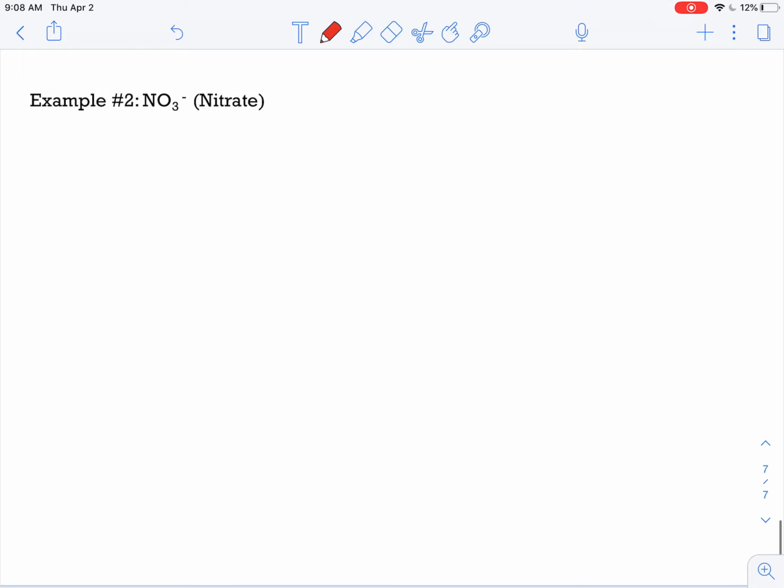So if we walk through those steps, we're going to look at nitrate, NO3 minus. Again, this is one of our polyatomic ions we can get from the back of our periodic table. We'll begin by saying nitrogen, because it's in group 15, is going to have 5 valence electrons. So that means it's going to need 3 more.